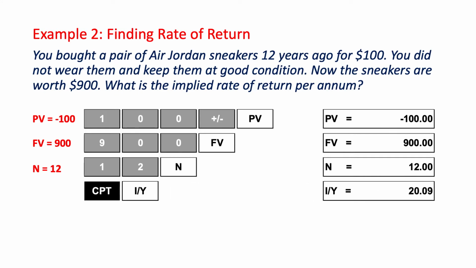We'll get the rate of return, which is 20.09% per annum. It is an annual rate because we have entered N equal to 12. It means we have defined one period equal to 1 year, and so the resulting period rate will be an annual rate accordingly.